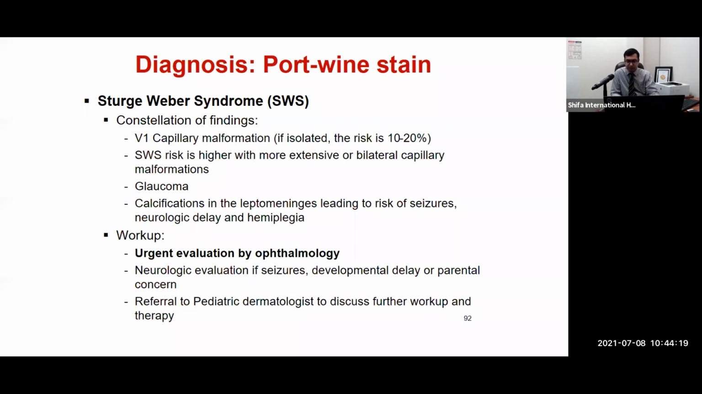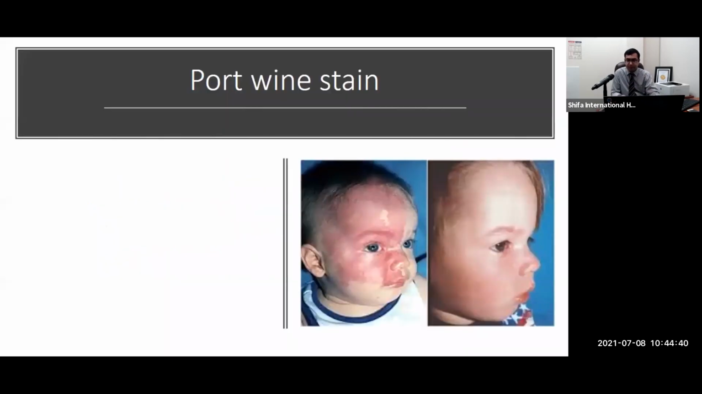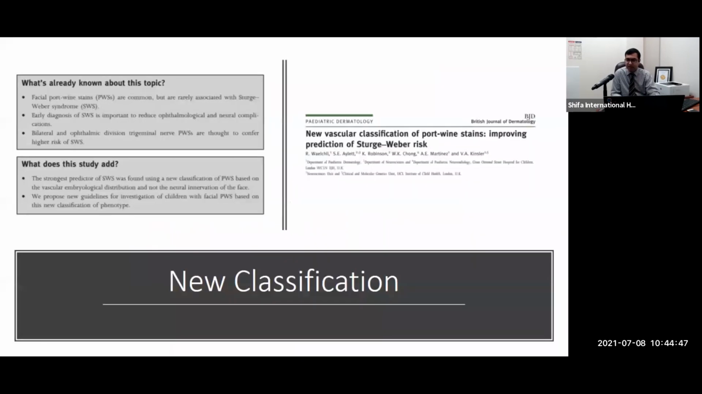Sturge-Weber can involve the intracerebral area, and then seizures, epilepsy, glaucoma. So think outside the box. Management, from a dermatological perspective, PDL vascular laser, we can get fantastic outcomes. We work in an MDT, multidisciplinary team, with the pediatric neurologist. And here you go, you can see the laser has done fantastically. This birthmark has nearly disappeared.